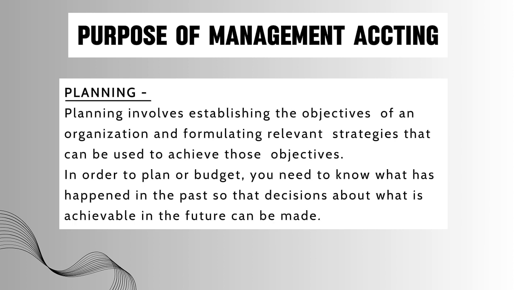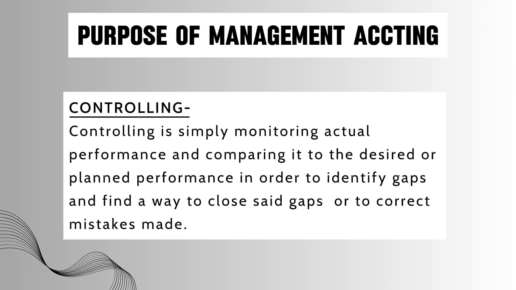Planning involves establishing the objectives of an organization and formulating relevant strategies that can be used to achieve those objectives. In order to plan or budget, we need to know what has happened in the past so that decisions about what is achievable in the future can be made. Planning can be thought of as looking forward. If that is the case, then controlling can be said to be looking back. Why the need to look back, you ask? Well, that's the only way to know whether you have strayed from the desired path or not. Controlling is simply monitoring actual performance and comparing it to the desired or planned performance in order to identify gaps and find a way to close said gaps or to correct mistakes made.